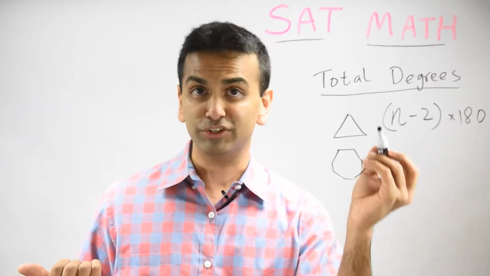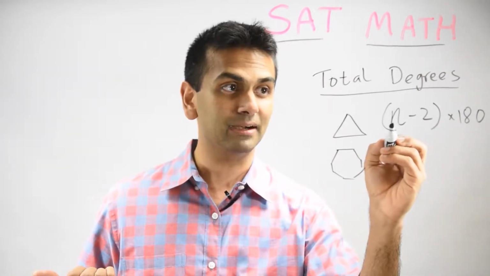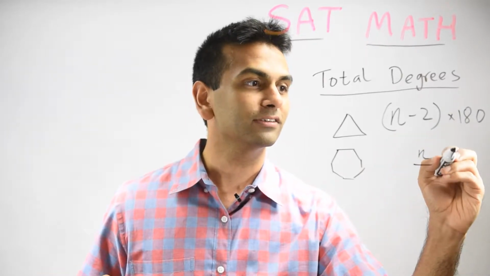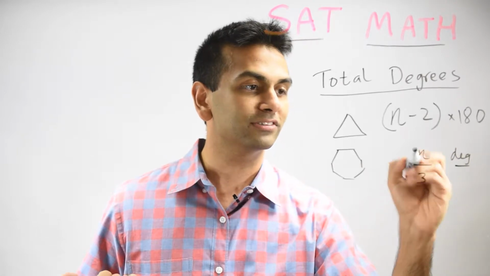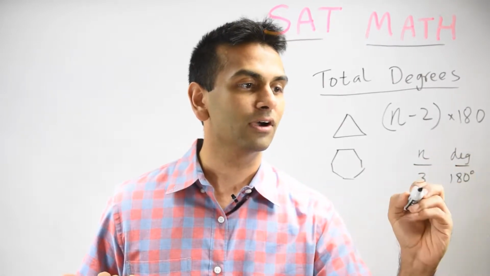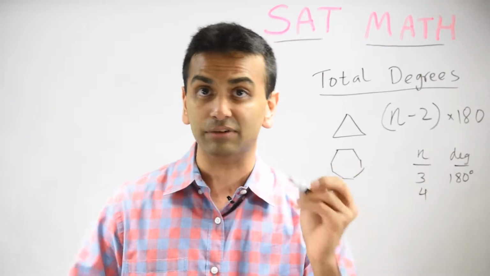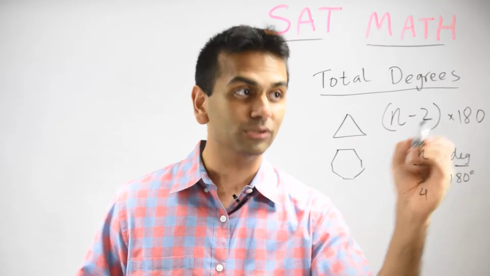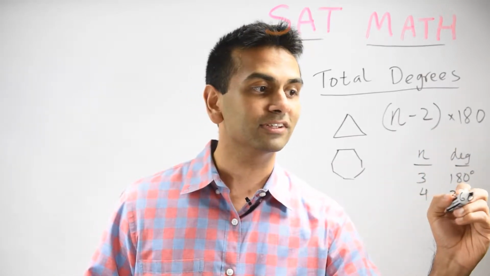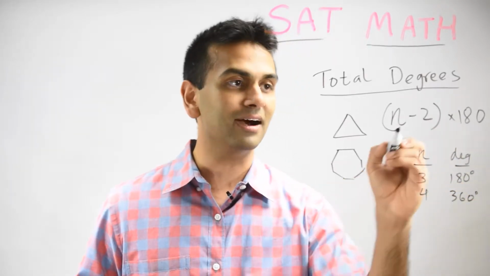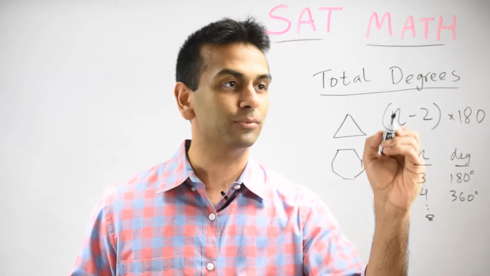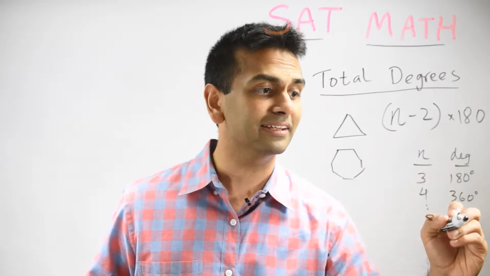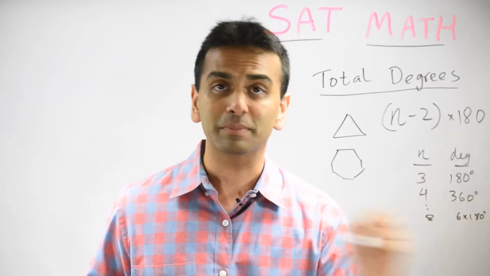As we can see, for a triangle, if you plug in 3, 3 minus 2 is just 1, and 1 times 180 is just 180. So a 3-sided shape is 180 degrees. What about a 4-sided shape, a quadrilateral, like a square, a rectangle, or a kite? Well, 4 minus 2 is 2, and 2 times 180 is 360. An octagon, an 8-sided shape, would have 8 minus 2, which is 6. Whatever 6 times 180 is, that's how many degrees there would be in total.